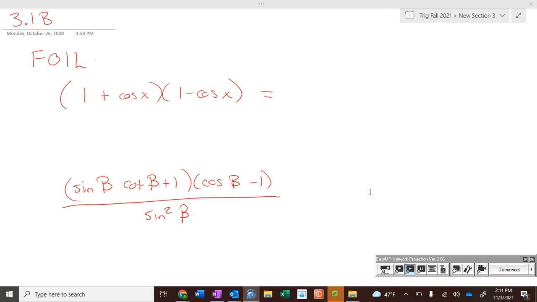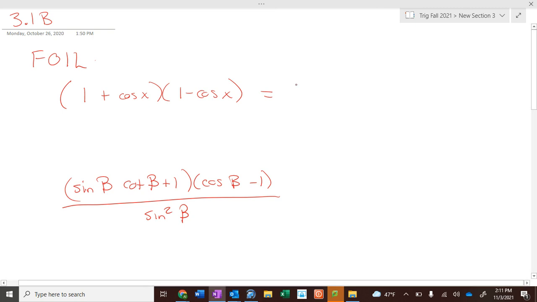Okay, so what's 1 times 1? 1. Outers is minus cosine of x. Inners is plus cosine of x. Last times last is minus cosine squared of x. Whoa. Yo. Little slower. Let me take that in real quick.